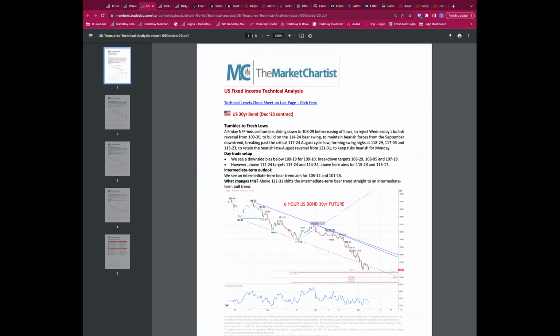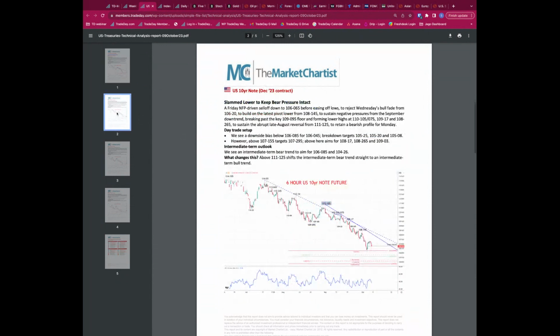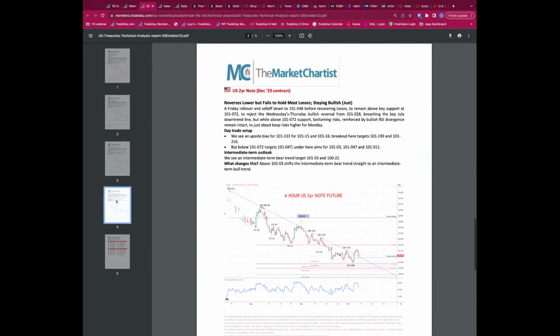Now, not many people are trading the bond futures, but I thought it'd be interesting. And at the end of this, you've got a support and resistance table. It covers the 30-year bond, the 10-year note, the 5-year note, and the 2-year note.